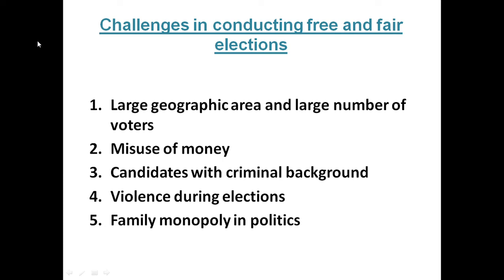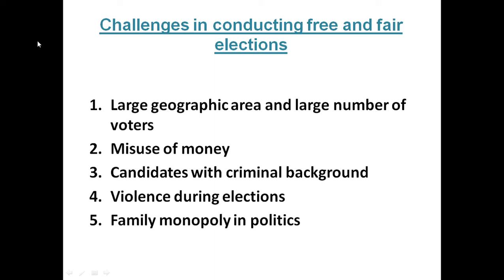Challenges in conducting free and fair elections. The first challenge is large geographical area and large number of voters. Indian democracy is considered the largest democracy in the world. Adult suffrage has given opportunity of political participation to the young generation in India. India has the largest number of voters compared to any other democratic nation. The size of our country and the large number of voters make the task of conducting elections challenging.